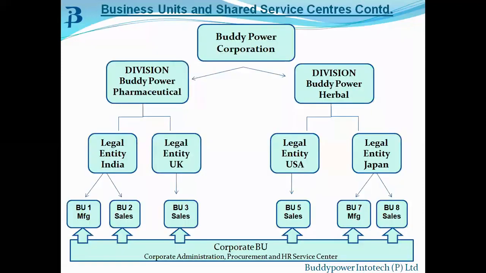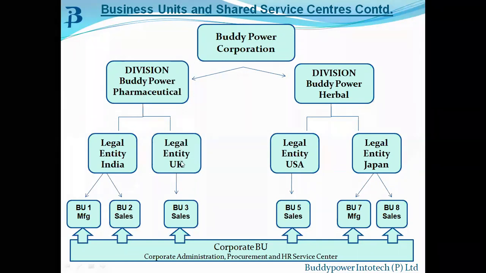Then moving on, let me just give an example here. The Buddypower Corporation has two divisions, namely Pharmaceutical and Buddypower Herbal. Under Division Pharmaceutical, we have Legal Entity India and Legal Entity UK. Then the Division Buddypower Herbal has Legal Entity USA and Legal Entity Japan. Now, Legal Entity India has two business units: one BU is taking care of only manufacturing, and BU2 takes care of only sales.